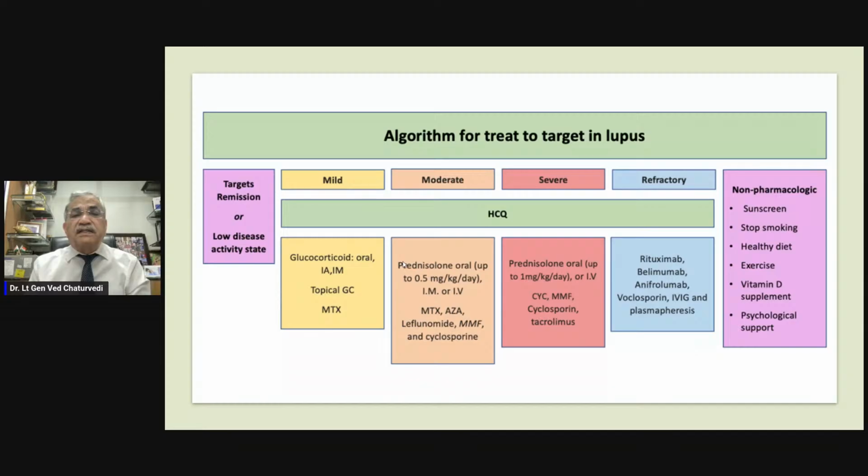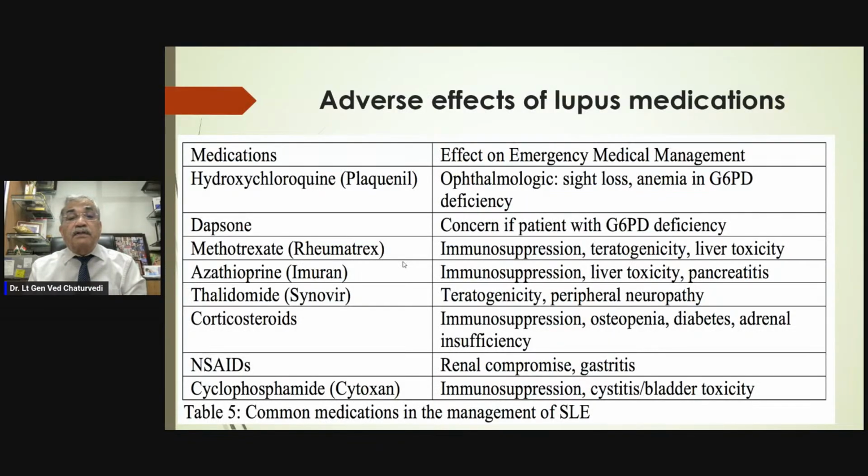Basically, mild, moderate, severe, the same thing which we discussed. For a mild disease, you require hydroxychloroquine. For a moderate disease, you require other drugs like more steroid. For a severe disease, probably you require immunosuppressives. And for a refractory disease, you require rituximab.